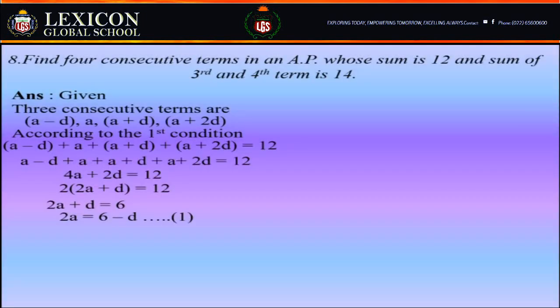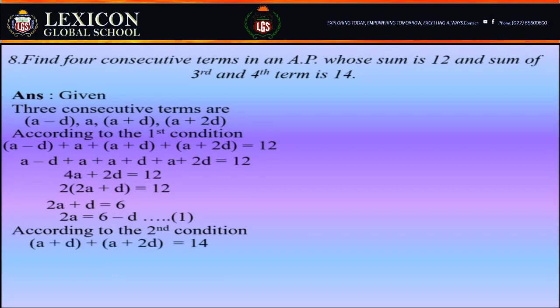Let us consider the second condition. Third term and the fourth term is 14. What is it? Sum of the third and the fourth term. So, our third term was a plus d. Our fourth term was a plus 2d. So, a plus d plus a plus 2d is equal to 14. A plus a will give me 2a. D plus 2d will give me 3d. So, 2a plus 3d is equal to 14.